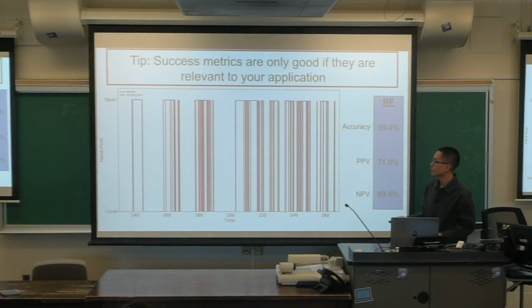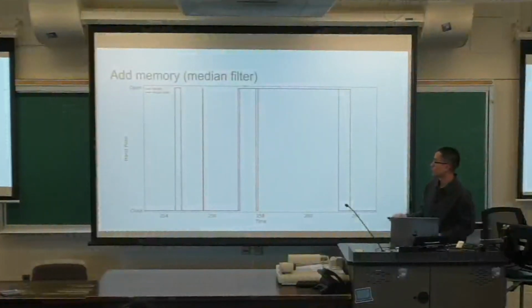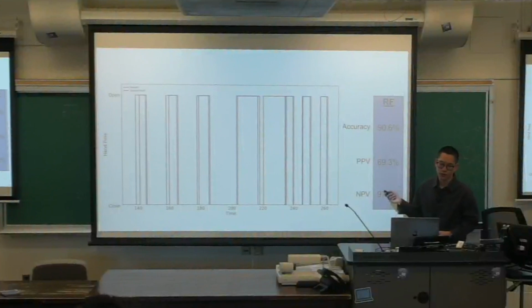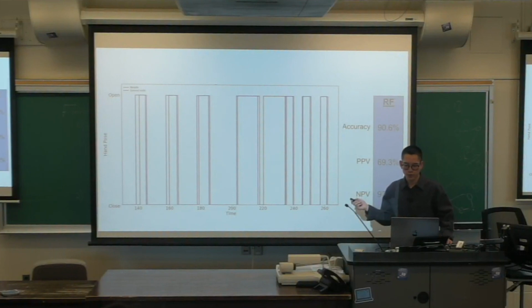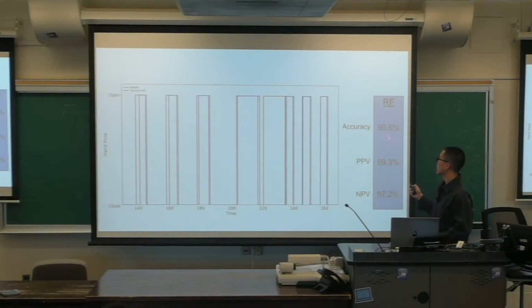Between this time range, if we zoom out, that's what happens after we apply the median filter. It looks much better than before. The oscillation is removed, and we actually gain some accuracy as well, which is good.